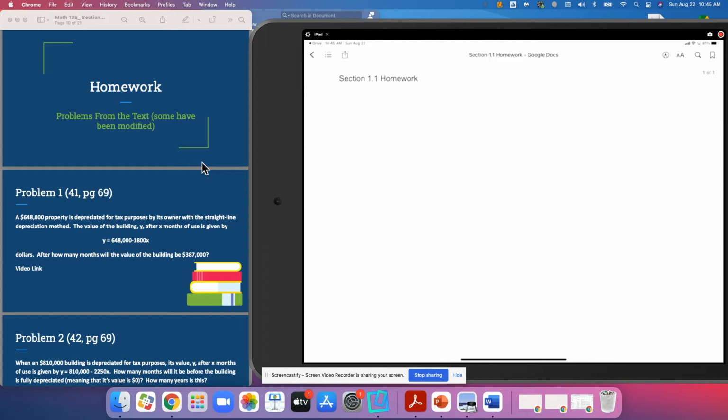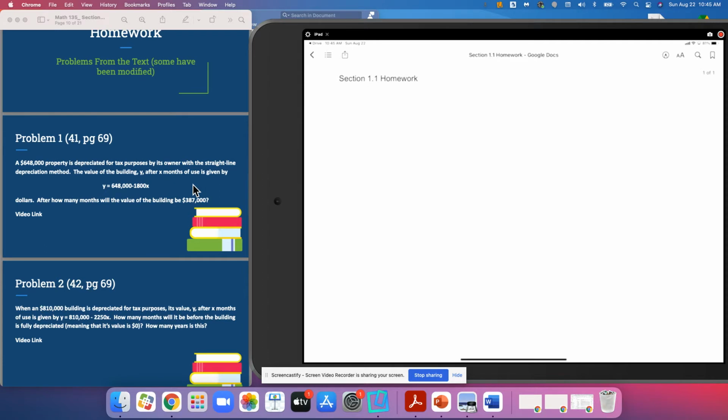A $648,000 property is depreciated for tax purposes by its owner with the straight line depreciation method. So depreciation means it's losing value. The value of the building, Y, after X months is given by the equation 648,000 minus 1800 X dollars. After how many months will the value of the building be $387,000? And so we're going to go ahead, folks, and this is number one.